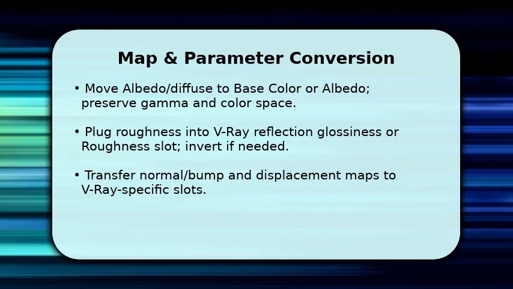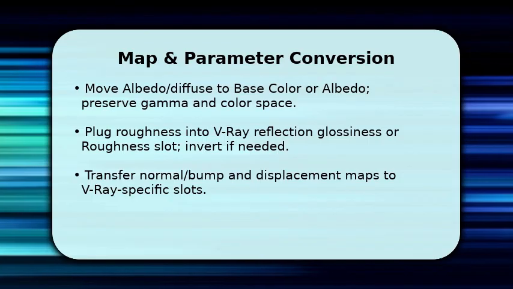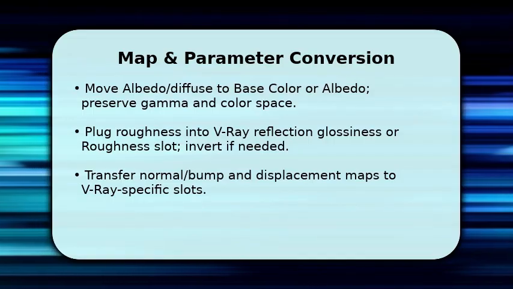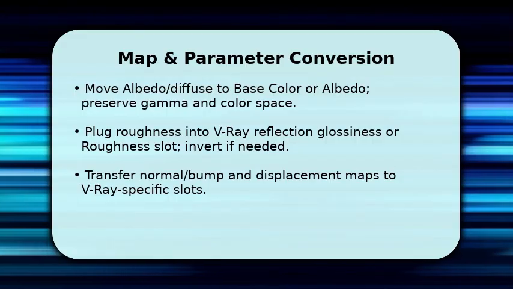Next, plug the roughness or gloss map into V-Ray's reflection slot. Remember to invert if your engine expects gloss versus roughness. Move normal and displacement maps into V-Ray's dedicated inputs. This keeps detail consistency. While doing this, compare sliders like metallic, reflectivity, and subsurface to match.